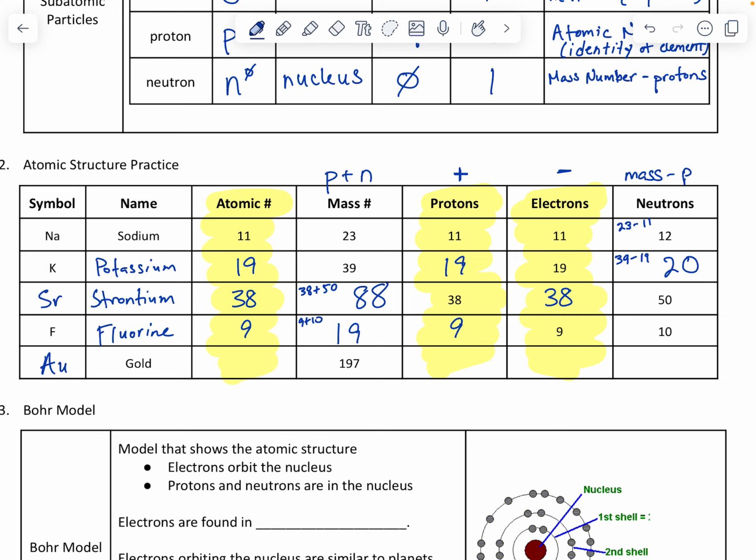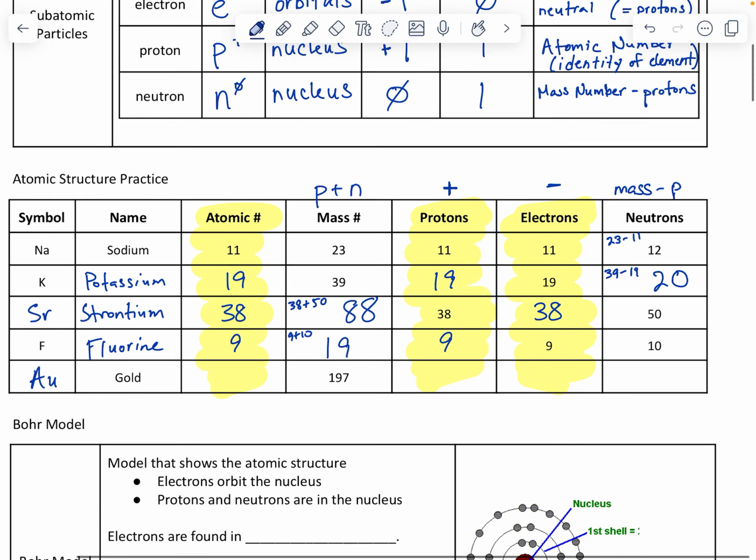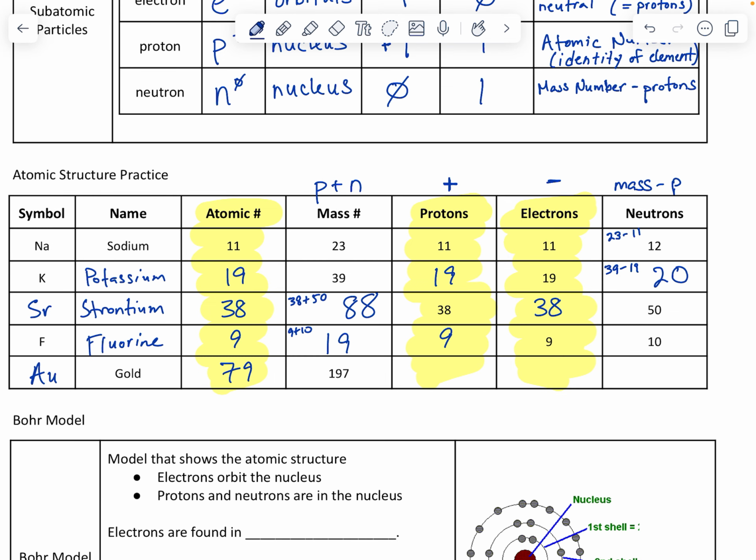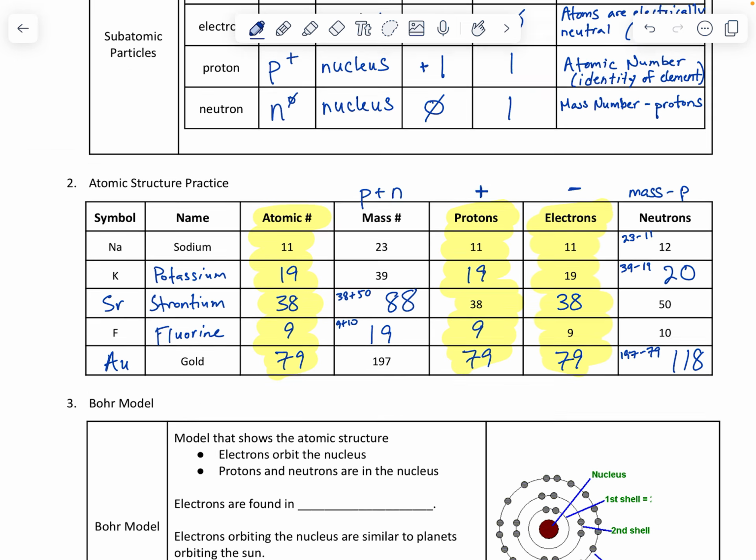And last but not least, gold. Gold is Au. Again, a lot of these symbols come from the Latin names, so sometimes they don't correspond with the letters that are in the American names for all these elements. But gold is number 79, which means it has 79 protons and therefore 79 electrons. And of course, we take 197 minus 79, and we get 118 as the neutron amount.